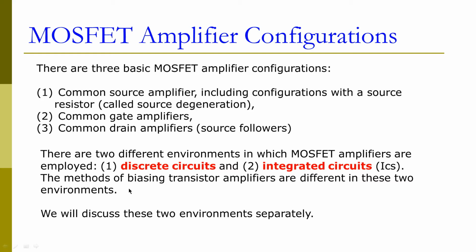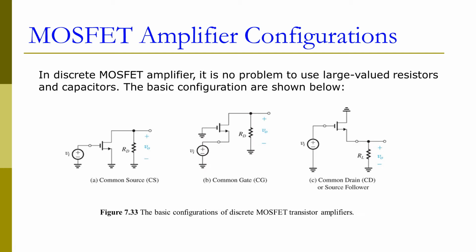The methods of biasing transistor amplifiers are different in these two environments, and we will separate our discussion accordingly. In the discrete MOSFET amplifier, it is no problem to use a larger value resistor and capacitor. So the basic configurations can be used like these three here: common source amplifier, common gate, and common drain or source follower. In common source amplifier, we input our signal at the gate, but take the signal out from the drain. In common gate amplifier, we input our signal to the source and take out our signal from the drain, but we ground our gate. In the common drain amplifier, we input our signal at the gate and take out our signal from the source. That's why we call it a source follower.